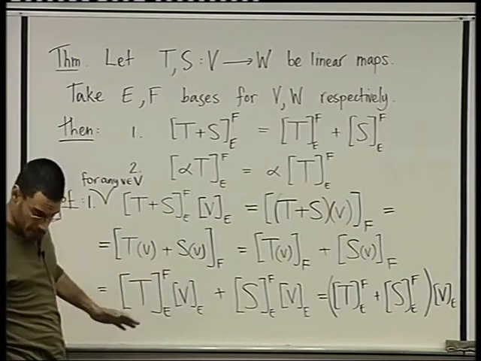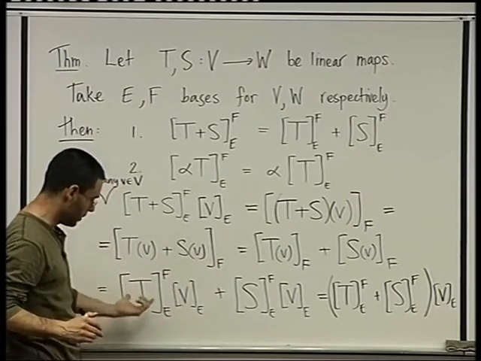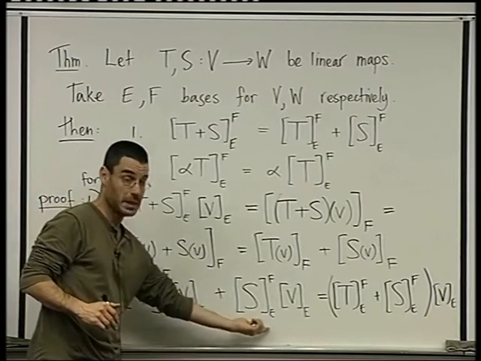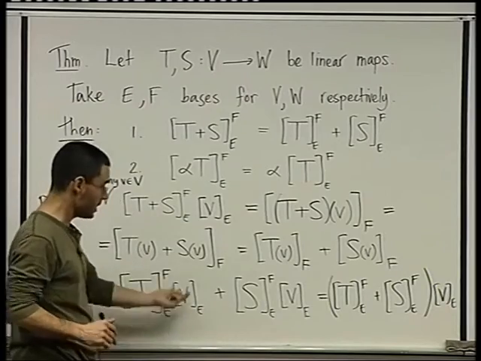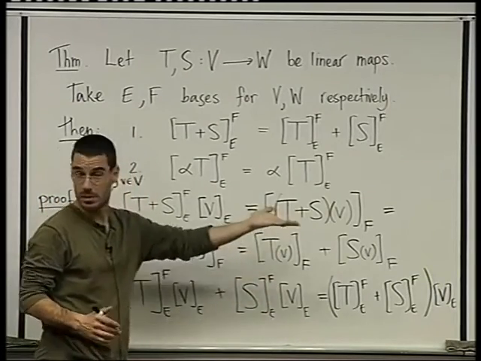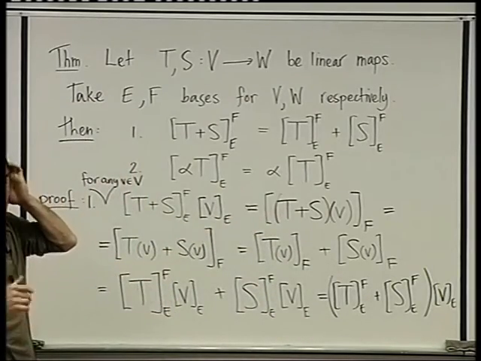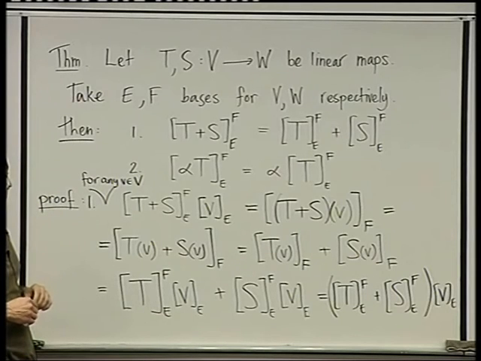Think of beyond all the notation here. This is a matrix A, this is a matrix B, this is a matrix C. AC plus BC is (A plus B)C. That's all that's written there. And we know that holds for matrices. Good?